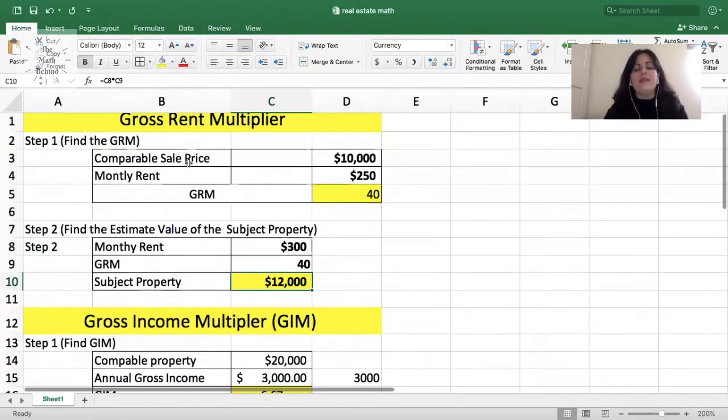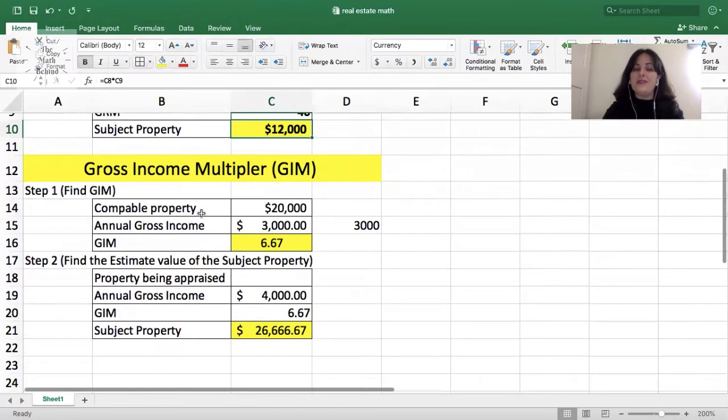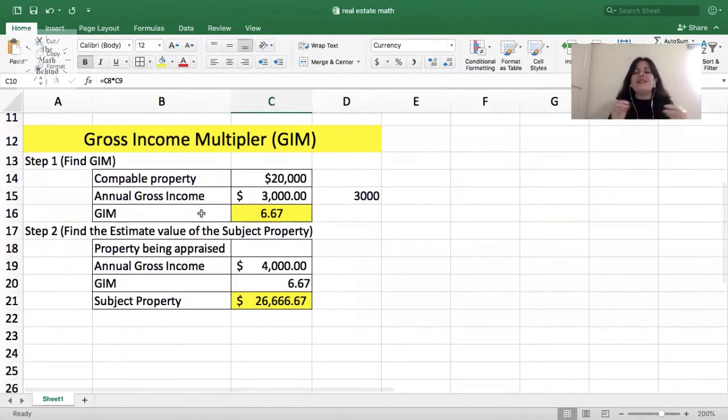Now, this is just basically if you have a small property, right? But what if you have a building? How do you do it? Well, this is when you use the gross income multiplier. It's going to be the same logic. And let's go ahead and do an example.